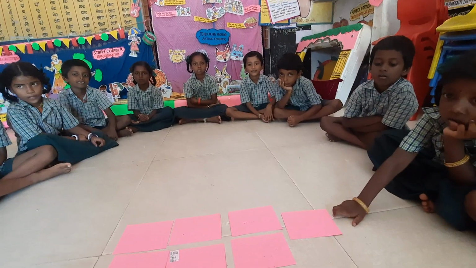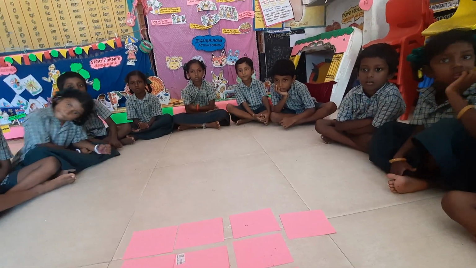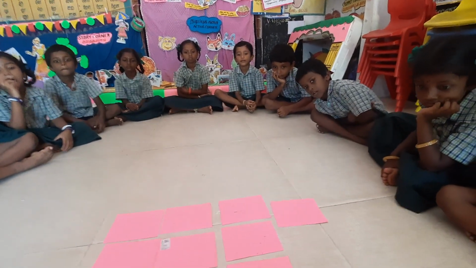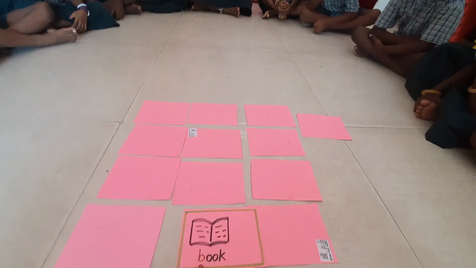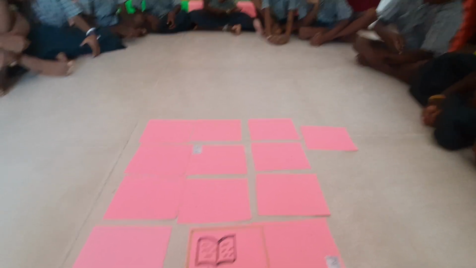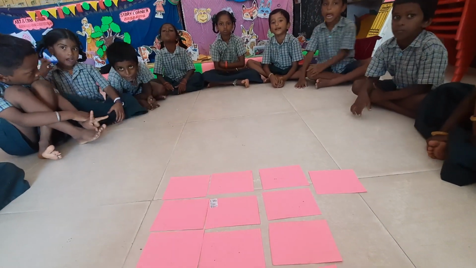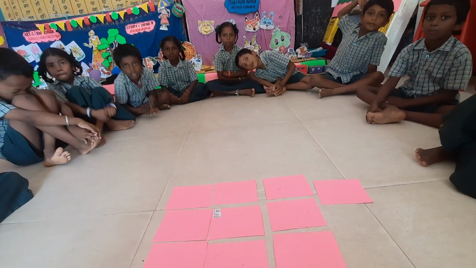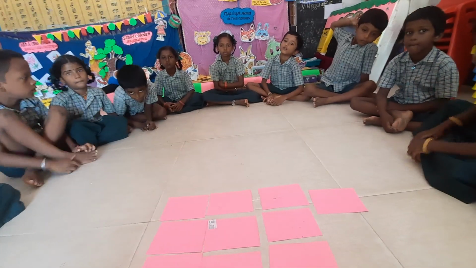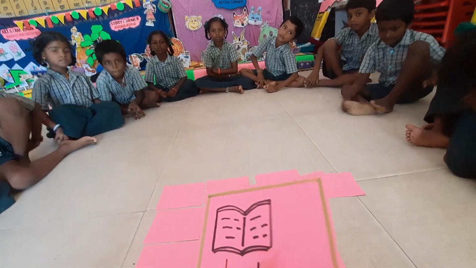You should come here. You should take the flashcard and you should say the name of the object in the flashcard, with its initial sound. For example, this one is a book. You should say, b, book. B, book.